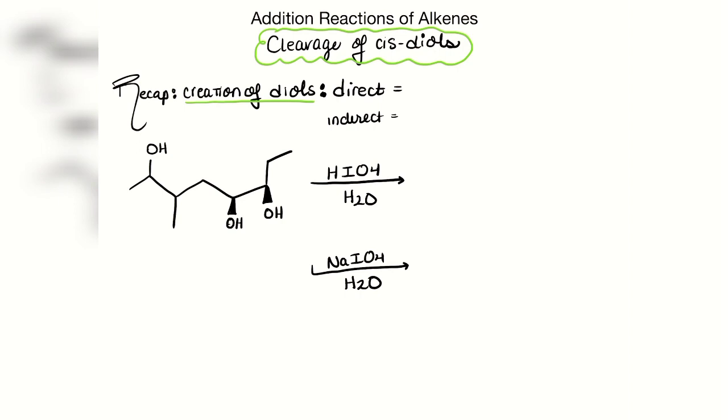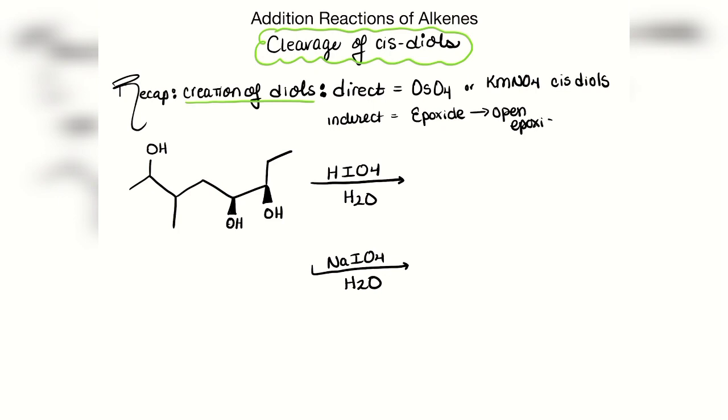We have the direct way to add the cis diols, which was using KMnO4 under basic conditions, so go back and review that video. The direct way creates cis diols. And the indirect way, you have to go through an epoxide and then you open the epoxide. When you do this, you're going to get a trans diol.